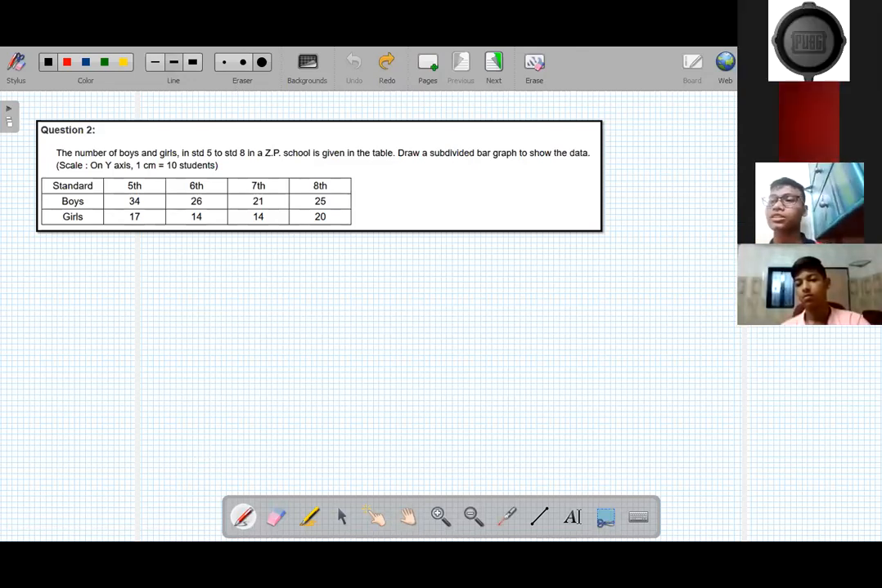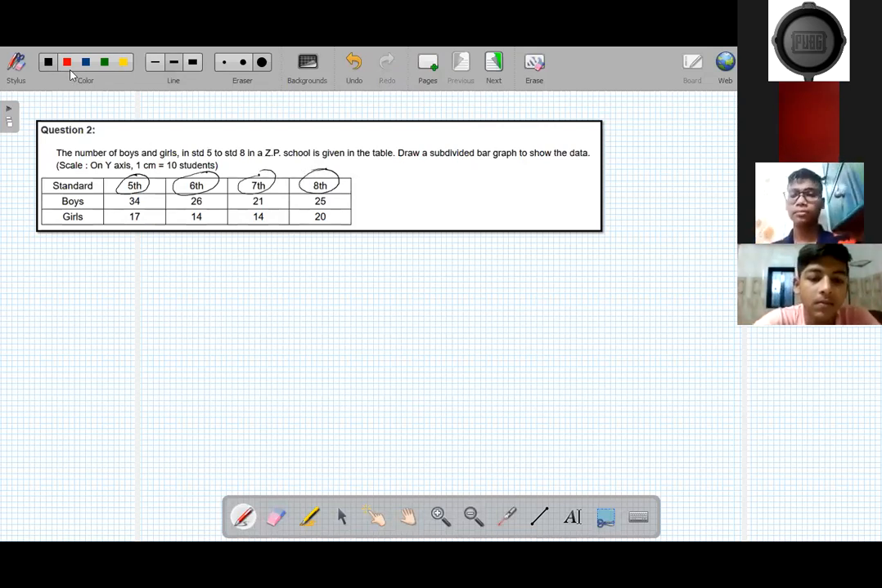Okay, so we will continue with this subdivided bar graph. The number of boys and girls in standard 5th to standard 8th in a Zilla Parishad school is given in the following table. Draw a subdivided bar graph to show the data. So 5th standard, 6th standard, 7th standard and 8th standard, and the two data on the bar are of boys and girls.